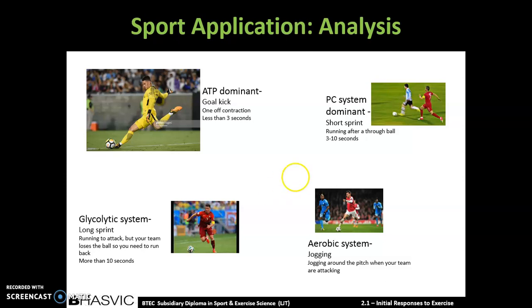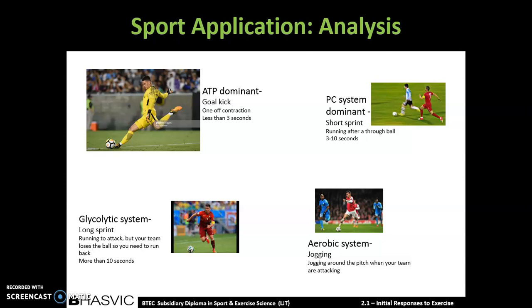For example, in a football match, contractions that last less than 3 seconds will mainly be the ATP system. During a goal kick, the ATP system will be dominant as it is a fast and instant contraction with low intensity. During short sprints that may last between 3 to 10 seconds, the PC system will be very dominant, as it is the same duration that the system will last.